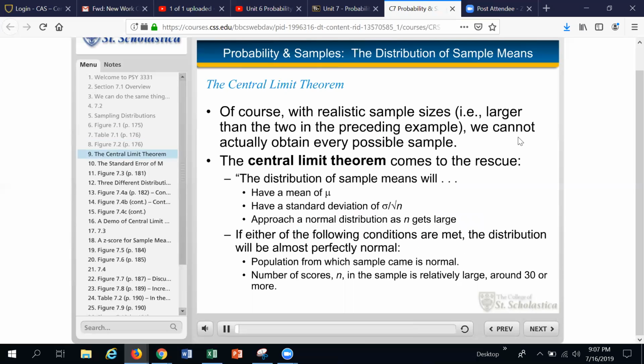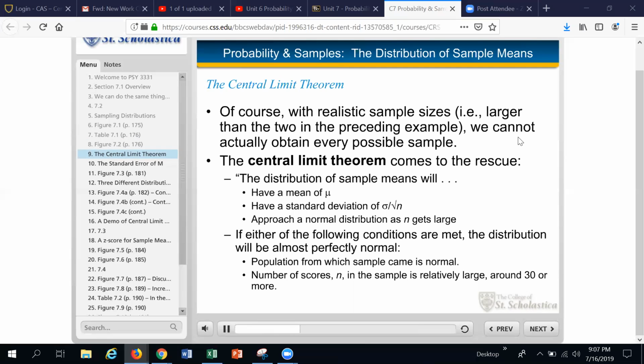At this point, we need to introduce the idea of the central limit theorem. The reason is that with realistic sample sizes, larger than the sample sizes of 2 in the preceding example, we can't actually obtain every possible sample. Just imagine, even if you have a sample size of only 10, how many possible combinations you would have of sample size 10 in a large population of scores. The mathematical concept of the central limit theorem comes to our rescue because it specifies 3 things.